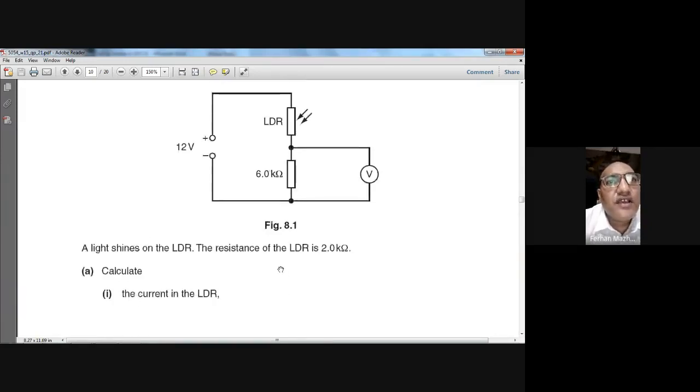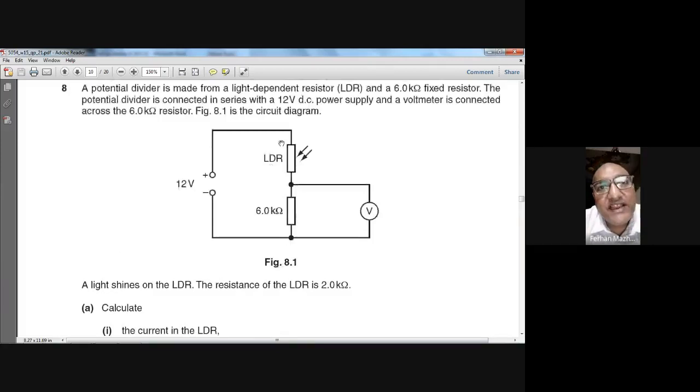Now you see here what happened. They are shining light on the LDR. So the LDR's resistance is 2 kilo ohm. So what is the total resistance of this whole thing? This is 2 kilo ohm. This is 6 kilo ohm. And they are connected in series with each other. So we can find the resistance of these two. How? They are connected in series. So R equivalent will be equal to R1 plus R2. So 2000 ohm plus 6000 ohm, and the answer will be 8000 ohm.